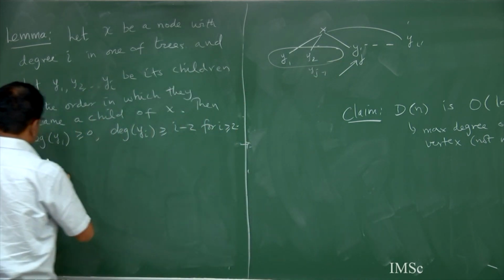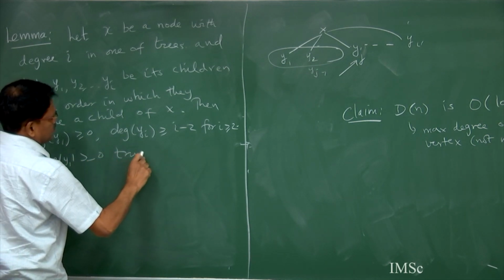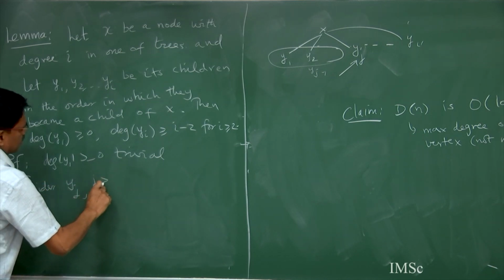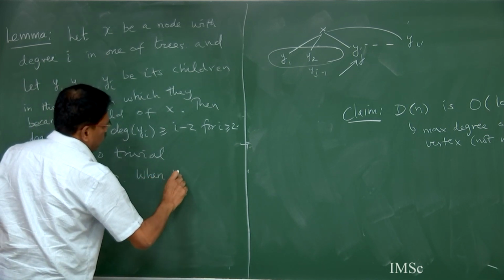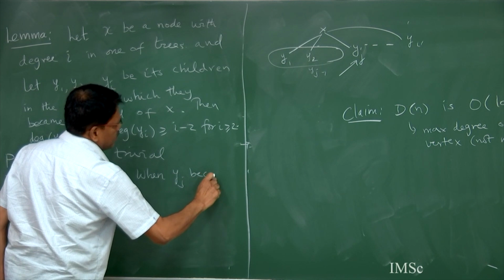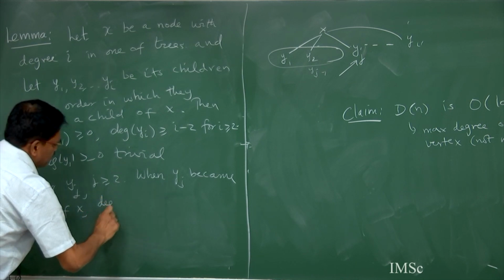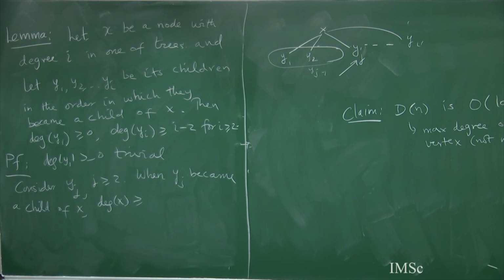okay, so proof: degree of y1 is greater than or equal to 0, nothing much. Consider yj, j greater than or equal to 2. When yj became a child of x, degree of x must have been greater than or equal to j minus 1, right?